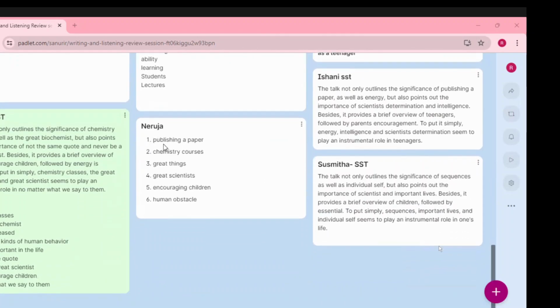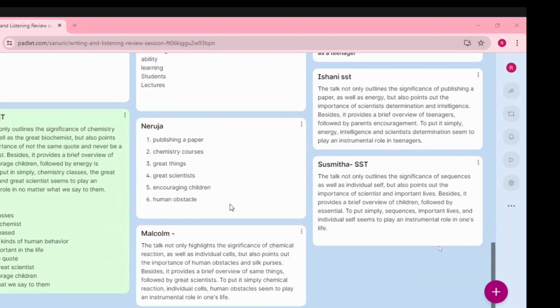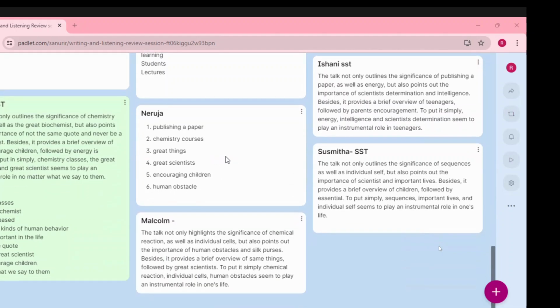All right. Next, Neruja's one: publish in a paper, chemistry causes, great things, great scientist, encouraging children, human obstacle. Correct. Good, Neruja.